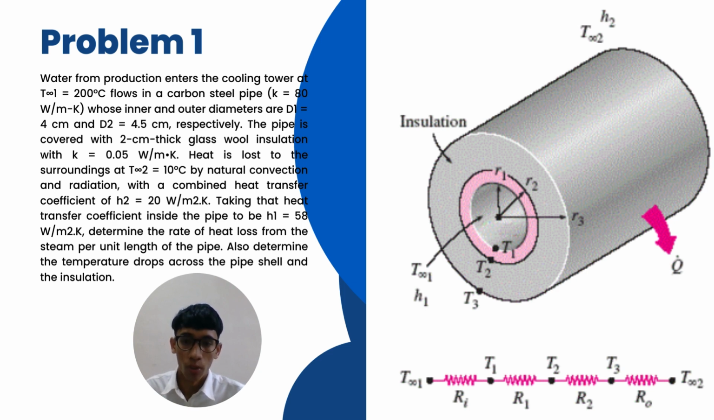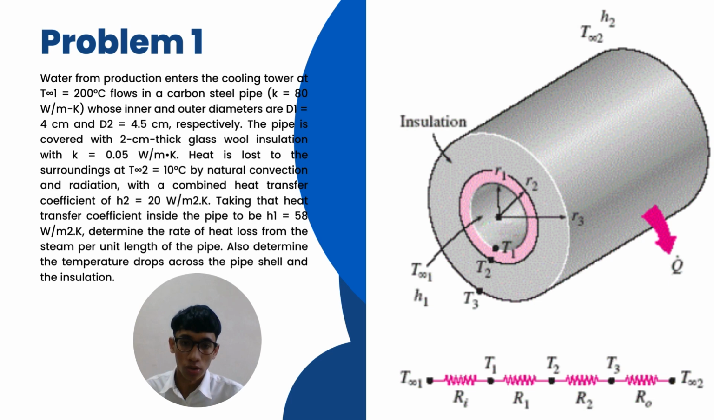Now I'm going to tell you about problem 1. Water from production enters the cooling tower at a temperature of 200 degrees C in a carbon steel pipe, K equal to 80, whose inner and outer diameters are D1 equal to 4 cm and D2 equal to 4.5 cm. The pipe is covered with 2 cm thick glass wool insulation with K equal to 0.05.